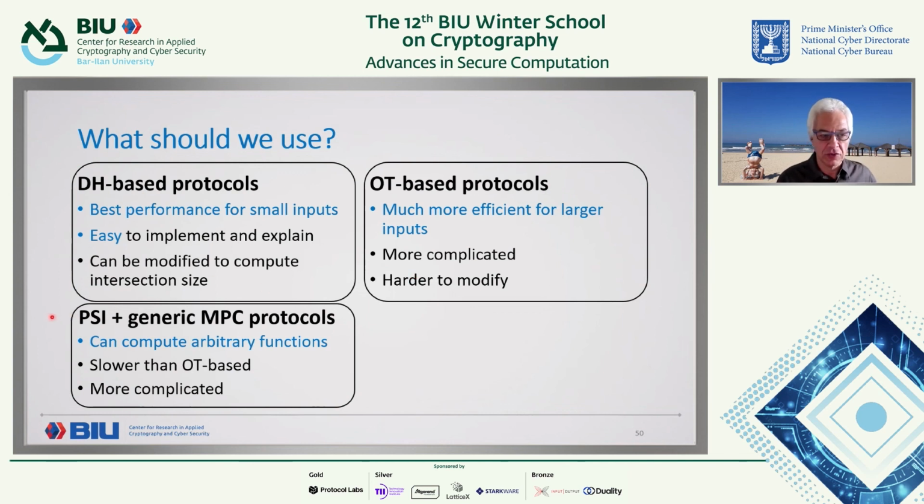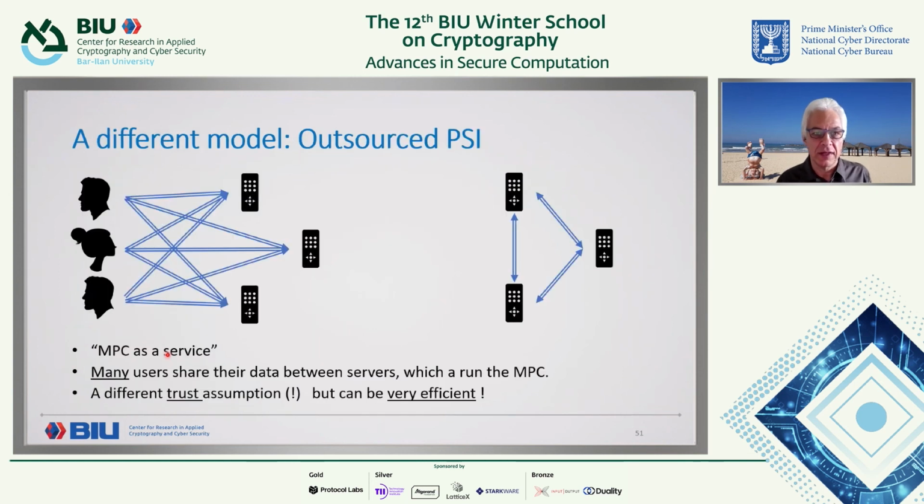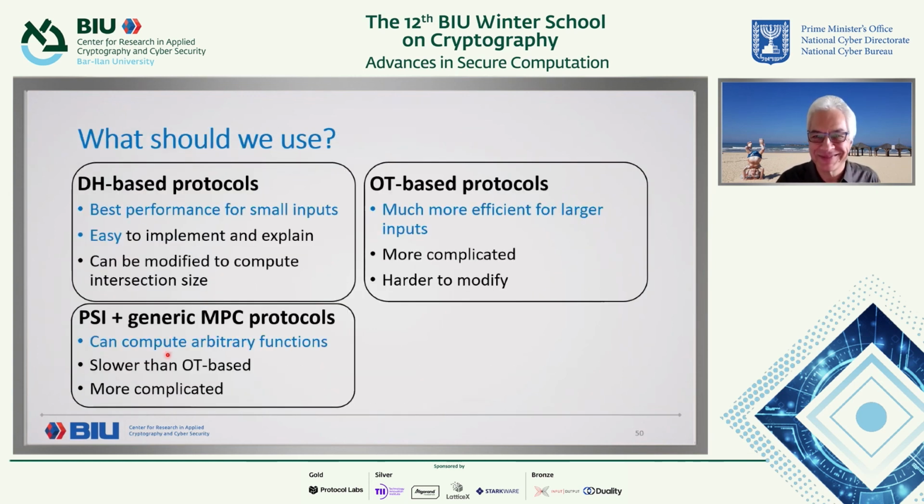You can also look at combining PSI with generic MPC, and there you can compute any function that you want. That's the main advantage: not just the intersection, but any analysis of the values. But they are slower and more complicated. And yeah, so, question?